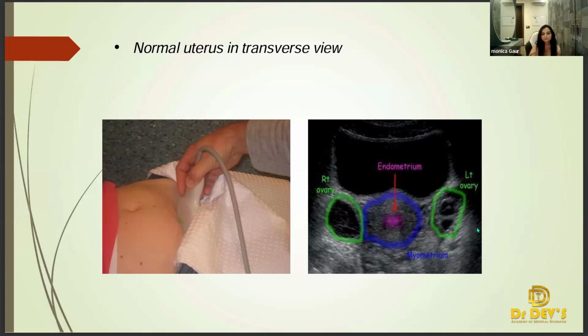Either which way, when we put the probe transversely, we see the urinary bladder, we see the uterus, right ovary, left ovary. In the center of the uterus, we see a hyperechogenic area, which is the endometrium.